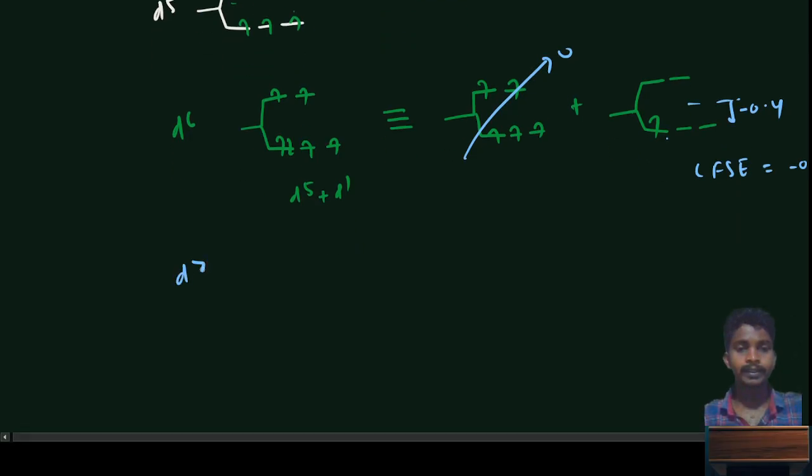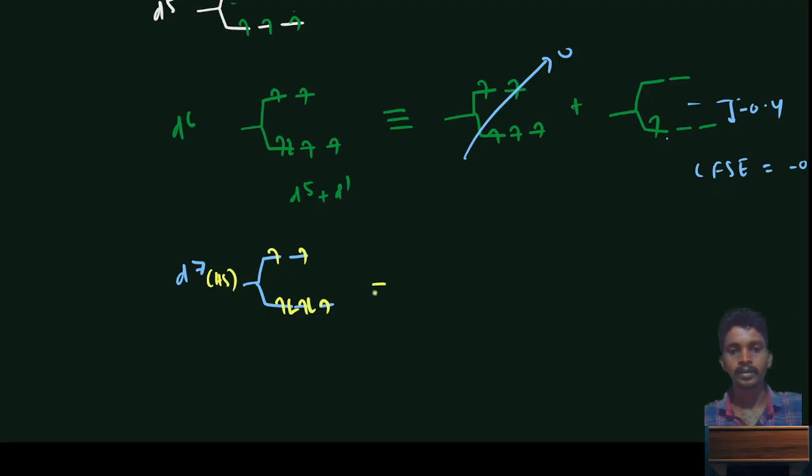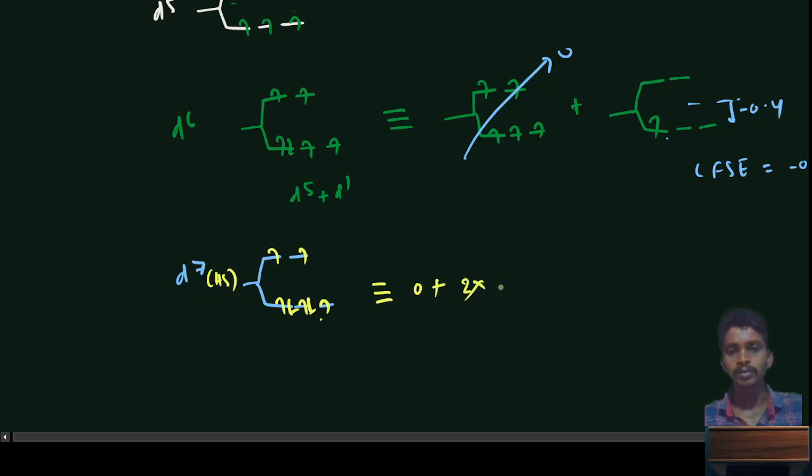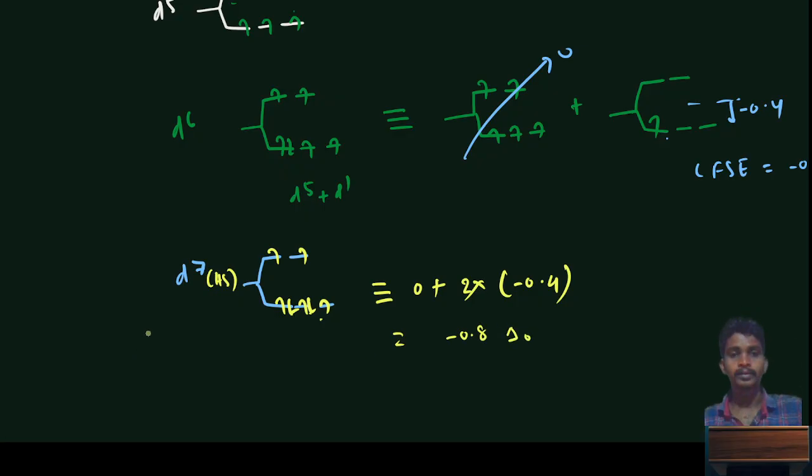If it is D7, then how will we calculate it? Let's say 1 2 3 4 5, then let's say this is high spin, 6 and 7. So this is going to be the D5 case, that is 0 plus 2 is there, then 2 into downside, so minus 0.4. That is going to get minus 0.8 delta naught.